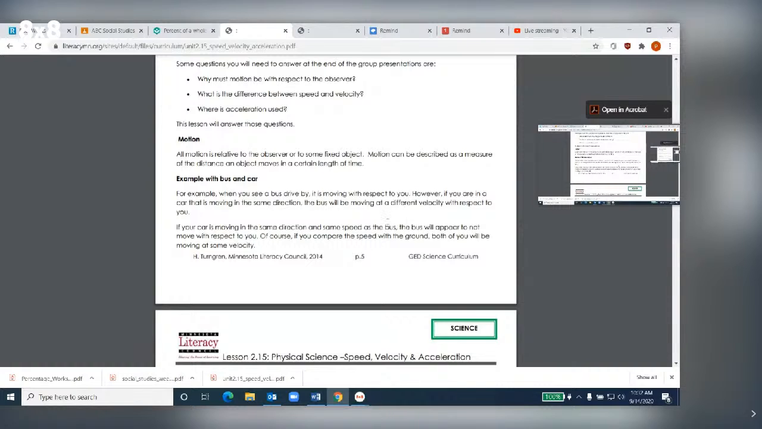But if you're standing on the sidewalk, it looks like maybe it's going a little bit faster, because in the car you're probably moving, whatever, 25, 35 miles an hour when you go by the bus, okay? So if your car is moving in the same direction, the bus will appear not to be moving with respect to you because you will both be going the exact same speed. So it'll look like the bus is stationary. But if you're on the sidewalk, both the car and the bus look like they'll be moving faster. It says, of course, if you compare the speed with the ground, both of you will be moving at the same velocity. Okay.